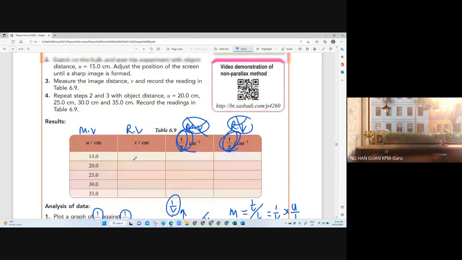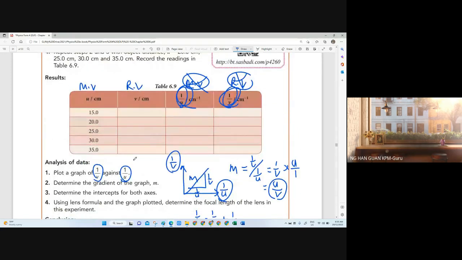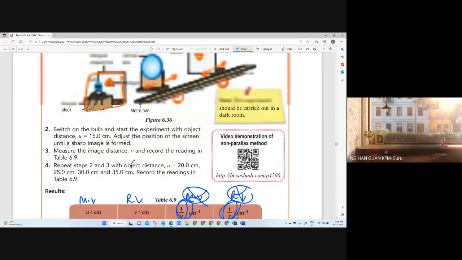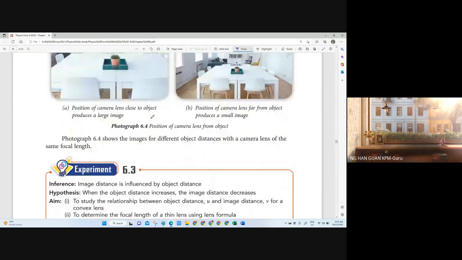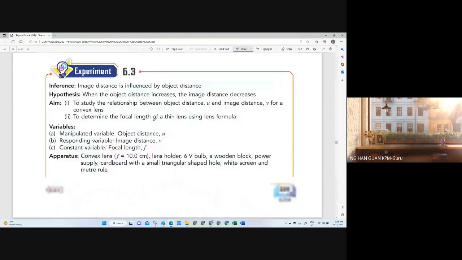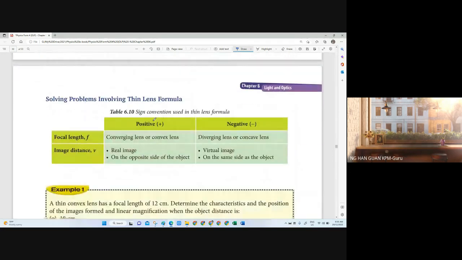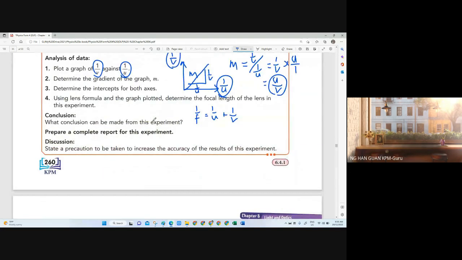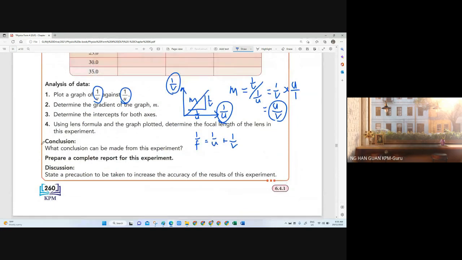So it means that according to that, we should get the negative gradients according to the lens equation. According to this lens equation, the result we should get is the negative gradients. Okay, so this is about this experiment. But anyway, from here you can see it's not asking about what the gradient represents.